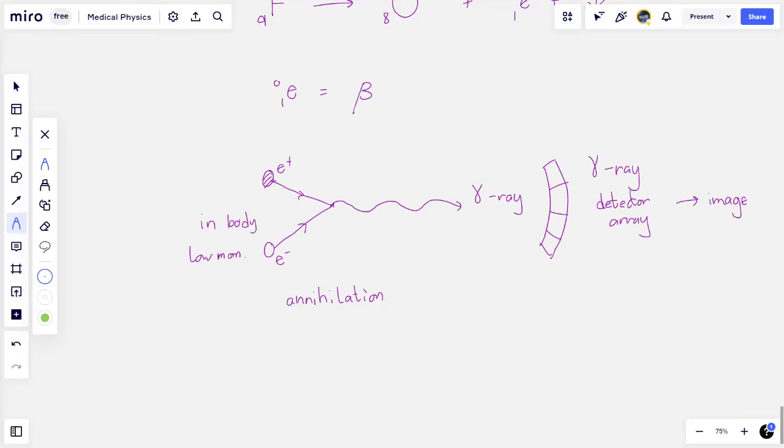And the image actually has brighter, more yellowish colors for more gamma ray activity, and more greenish, bluish colors, or reddish colors rather, for areas with low gamma ray activity. Okay, so basically there's a difference in colors, which if you saw images of PET scanning, you'll notice the colors are different. And so why is that important?